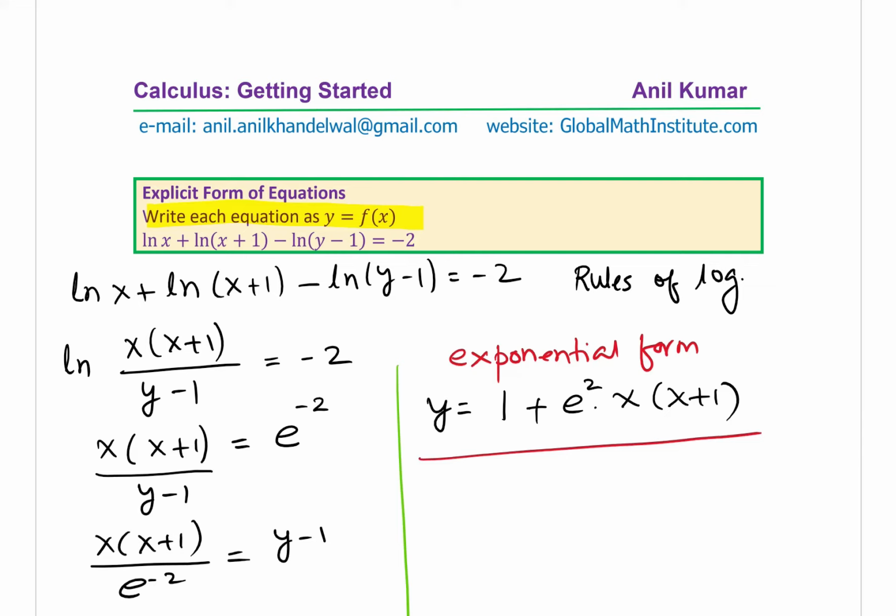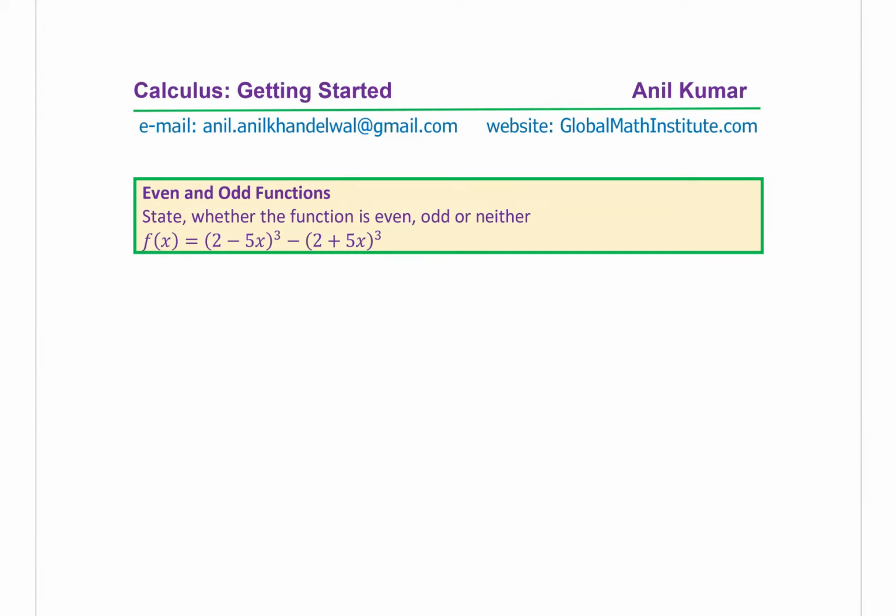Perfect. So these are very typical steps. To begin with, we applied the rules for logarithms. So that comes as multiplication. This is division. And then we took e to the power, wrote it in exponential form, cross multiplied, and solved. Now we'll jump into the next topic, which is even and odd function. So I hope you remember what is an even function and what is an odd function.